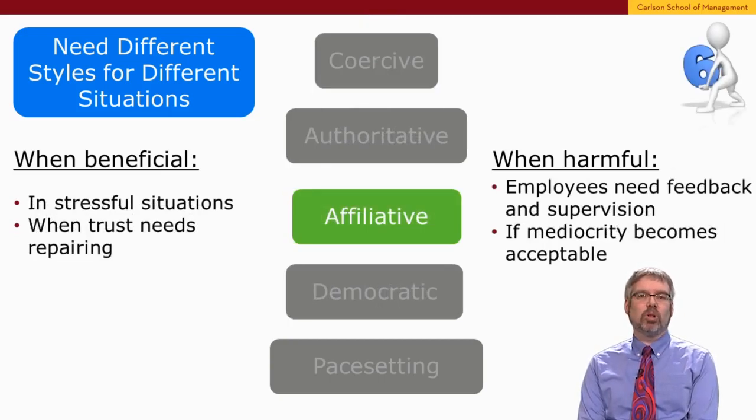Now, affiliative approaches are beneficial in stressful situations where relationships are important, or it can be useful when trust is broken down and you need to rebuild trust by rebuilding relationships. However, in this approach that emphasizes relationships over performance per se, if employees need feedback and they need stronger supervision, then this is not a strong style. Also, the emphasis on relationships over results can sometimes have this workplace devolve into a situation where mediocrity is acceptable, and clearly that's not a good situation.